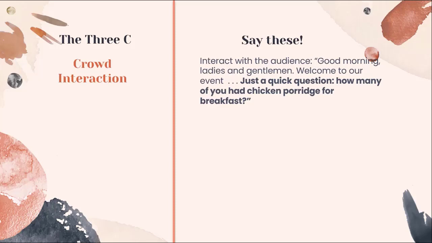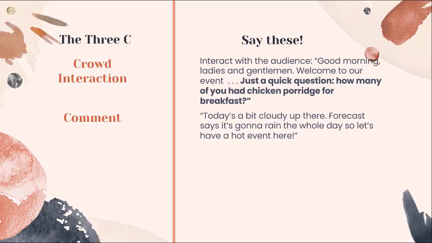Now, what is the second C? Second C is about comment. The comment here is that you make any comment of the building, maybe, or the surrounding, or the ambience, or the freshness of the audience, yeah, their appearance, things like that. So make a comment. So this is an example.